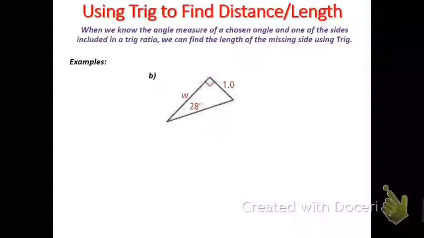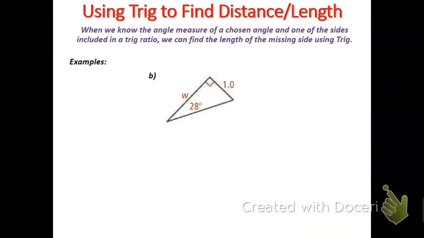So for this one, we've got a right triangle with an angle of 28, a side of 1, and another side of W, and we're looking for W. Remember, the 28 is going to be your reference angle. Across from it is our opposite side. Across from the right angle is your hypotenuse. And then beside the angle is your adjacent.